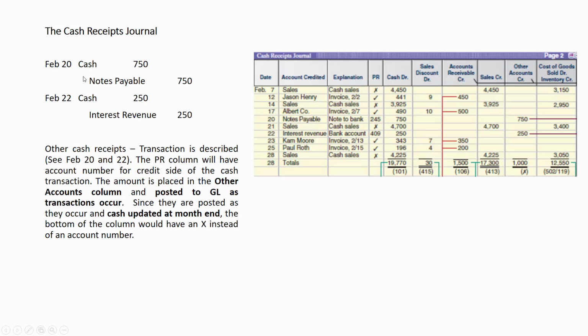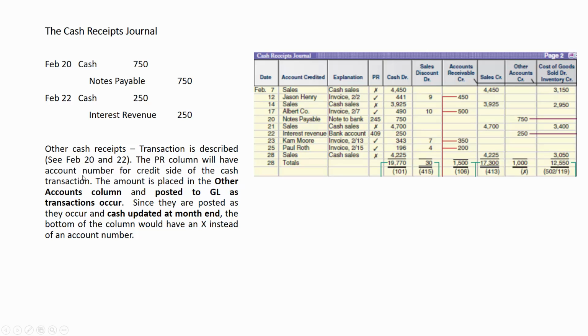Next, we are going to have the receipt of cash attendant to a notes payable, and then also the receipt of cash attendant to interest revenue. These are transactions on February 20th and 22nd. These will be in other accounts. These are other cash receipts. The transaction is described, see February 20th as notes payable, and February 22nd as interest revenue.